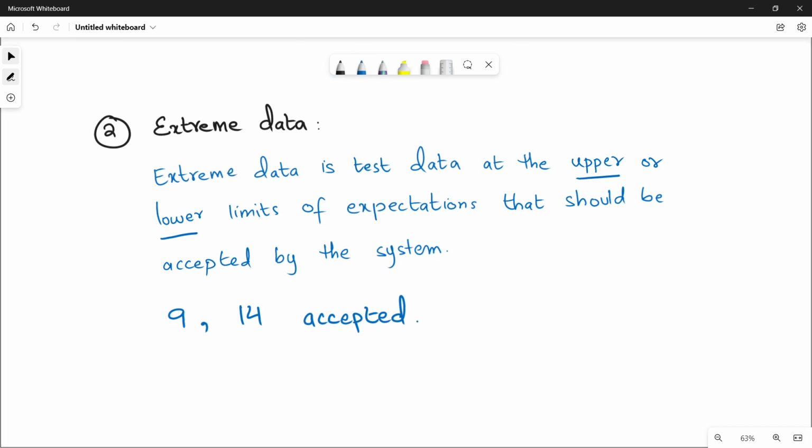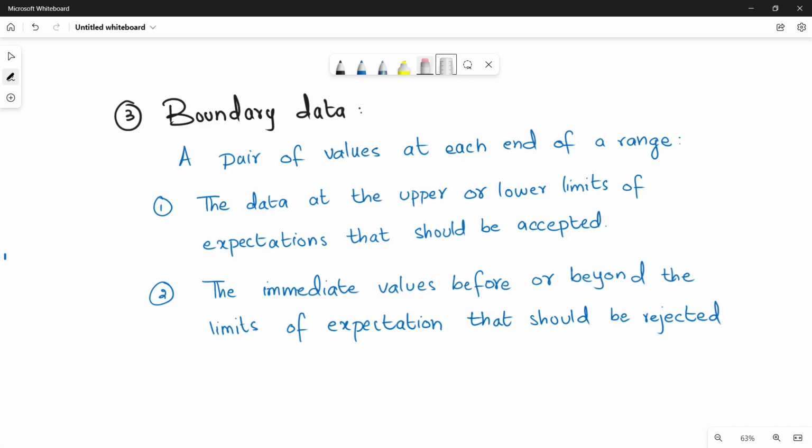Now let me tell you the third type of test data that we can take to check our algorithm. Here we go. This is the boundary data. I want to explain this in detail. Boundary data is basically the pair of values at each end of the range.